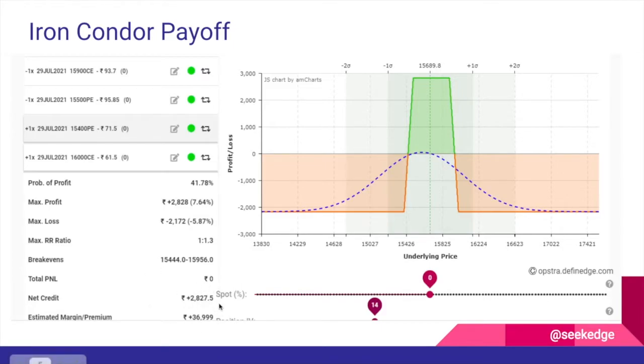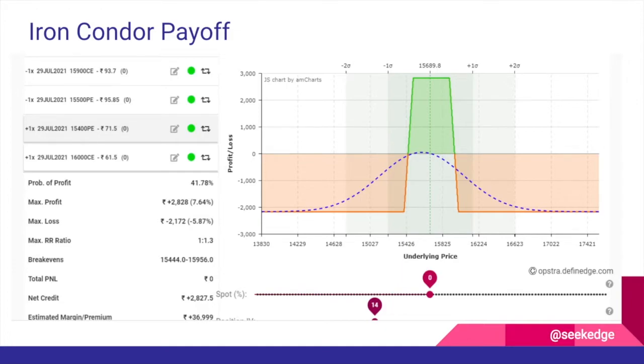So this is a credit strategy, so we're getting a credit of plus 827 rupees. The margin requirement is very low, around 37,000. It may change slightly here and there, but that is the approximate margin requirement. So the payoff diagram will tell us the range, the risk defined parameters, and the premiums.